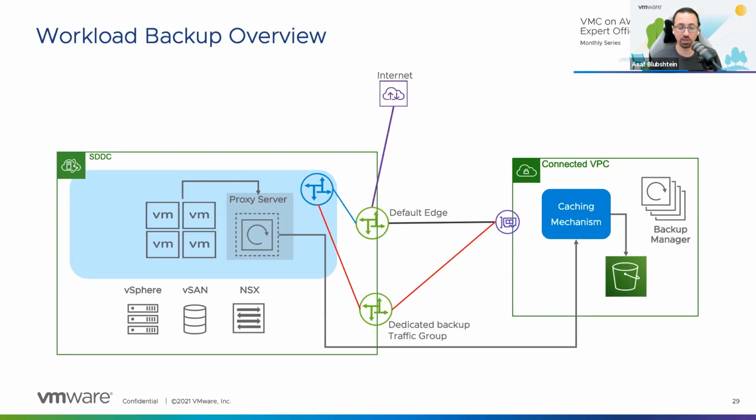But this way, for example, backup traffic does not incur any cost, because there's no cost to the dedicated ENI or the XENI for the connected VPC. We just have the cost of the storage and the backup manager. But this can be very different from different backup vendors. The proxy can reside in the connected VPC, or the backup manager can reside in the SDDC.